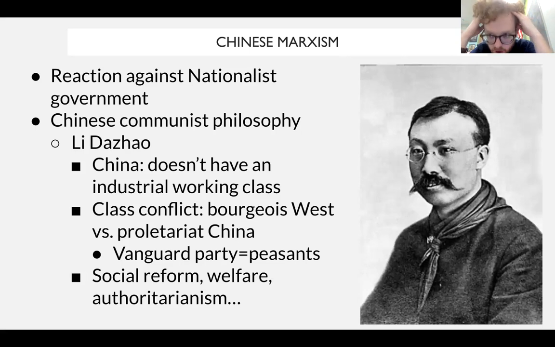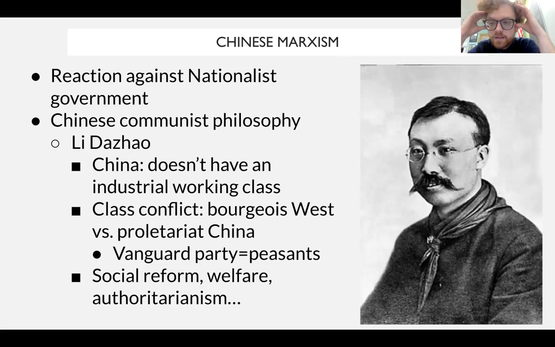That class conflict is still that kind of general proletariat versus bourgeoisie, but we have different groups of people who make that up. According to Marx, the proletariat is the industrial working class. According to Lenin, the proletariat doesn't exist in Russia, so they can't organize a revolution. Same thing in China. There is no industrial working class to speak of.